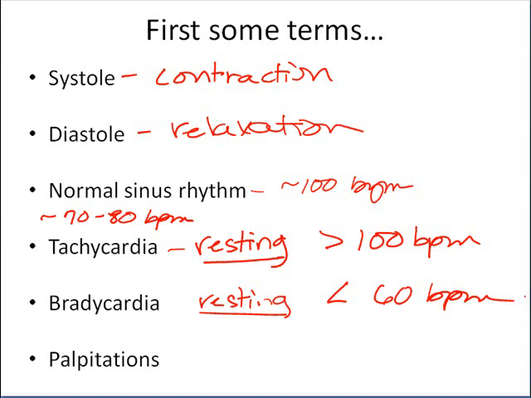The last thing I want to talk about in terms of terms on this slide before we get to actually looking at the cardiac cycle is the term palpitation. Palpitation is anytime you have a conscious perception of a heartbeat. Usually when people say, oh, I felt my heart skip a beat, what they're feeling is a palpitation. And because they're consciously aware of it, we call it a palpitation.